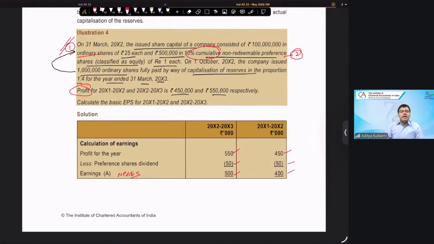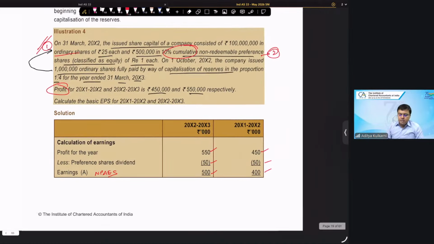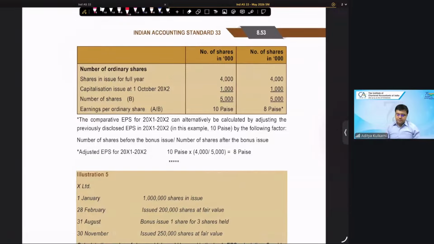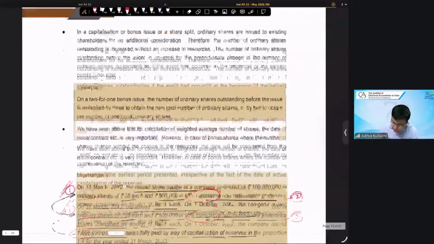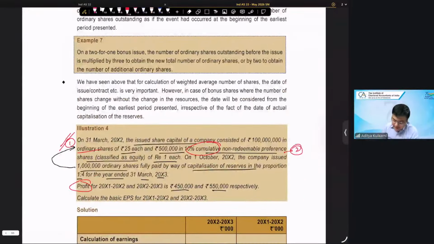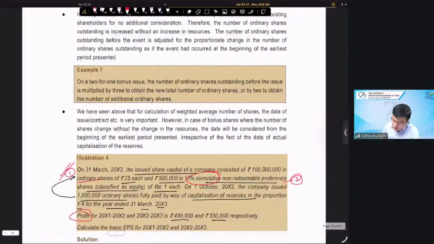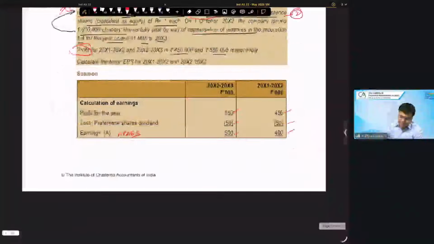And this I will have to divide by the number of shares. Now, how many shares do I have for the full year? Rupees 10 crore divided by 25. So how much does that come to? 40 lakh shares, right? So that comes to 40 lakh shares.